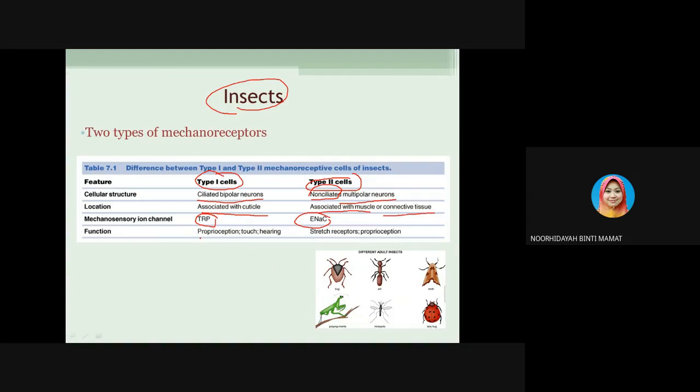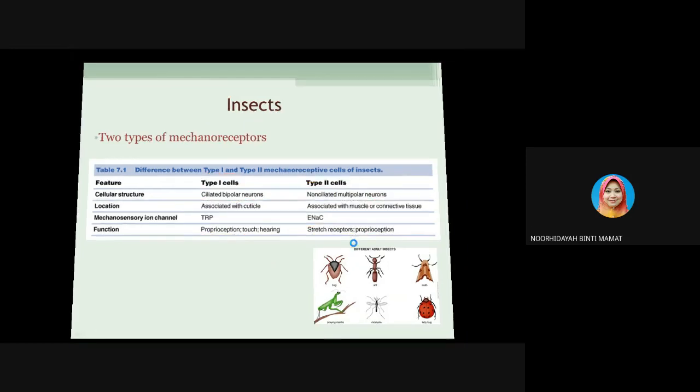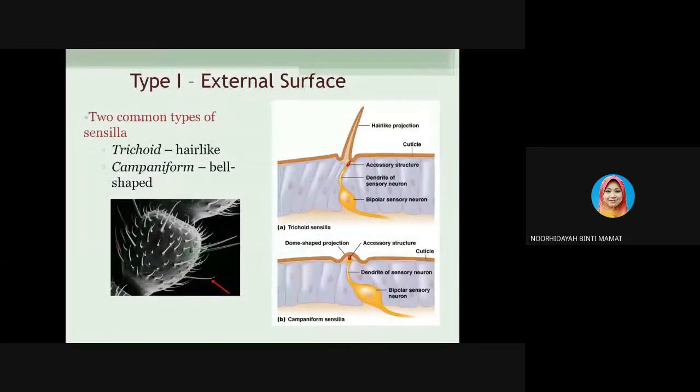The function of type 1 cells is proprioception, which is to monitor the positions of the body, and also touch and hearing. And type 2 cells function as stretch receptors and also in proprioception, which monitors the positions of the body. So we will go through the types in insects one by one.